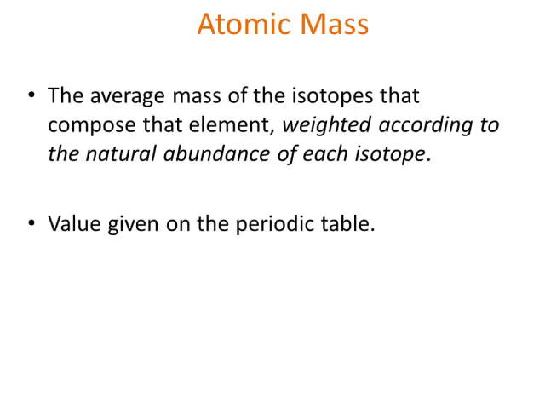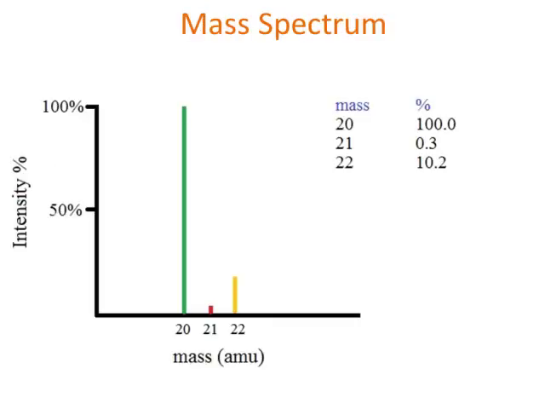Remember from Chem 1 that atomic mass is the average mass of the isotopes that compose that element, weighted according to the abundance of each isotope. So to calculate atomic mass from data, you need to know the mass of each isotope and its percent abundance. Looking back at this mass spectrum for neon, we have the mass of each isotope and its intensity percent. Intensity percent is not the same thing as percent abundance. We can calculate the percent abundance of each isotope from the intensity of the lines.